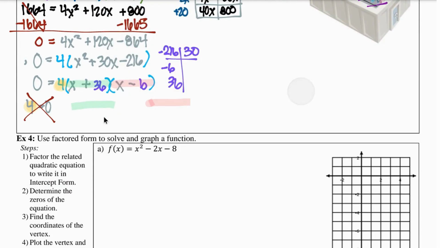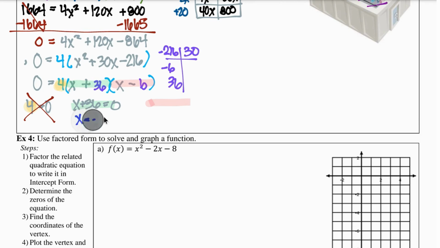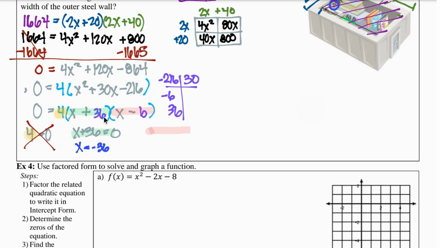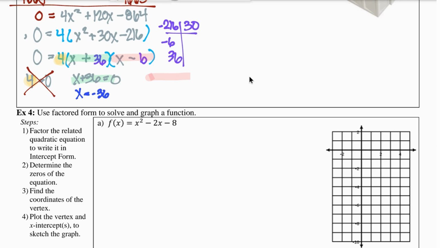Then if we set x plus 36 equal to 0, that's going to give us an answer that x equals negative 36. Okay, so x equals negative 36. Remember that x represents the width of that wall. So we're actually going to eliminate this one. This one we did because there was no x to solve for. And this one we're going to eliminate because a length can't be negative.